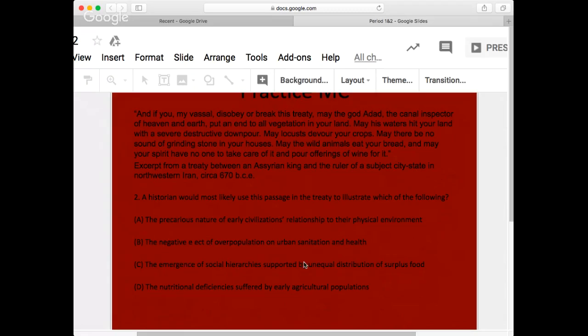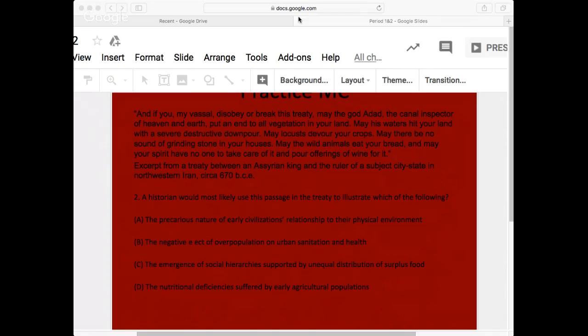C, the emergence of social hierarchies supported by unequal distribution of surplus food. So that one maybe I would also keep in there because I can see that clearly this king has more power than whoever he's talking to. And then D, the nutritional deficiencies suffered by early agricultural populations. I know that did happen, but I don't really see it in here, so I would cross out D. So that would leave me with A and C, the precarious nature of early civilizations' relationship to the environment, and C, the emergence of social hierarchies.